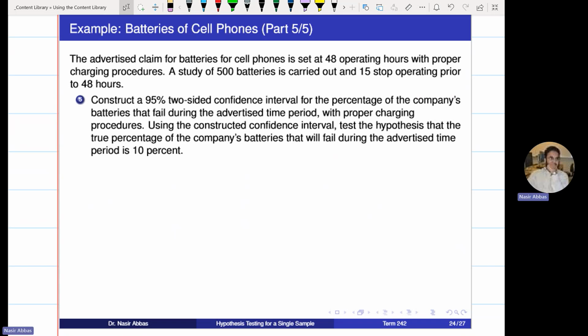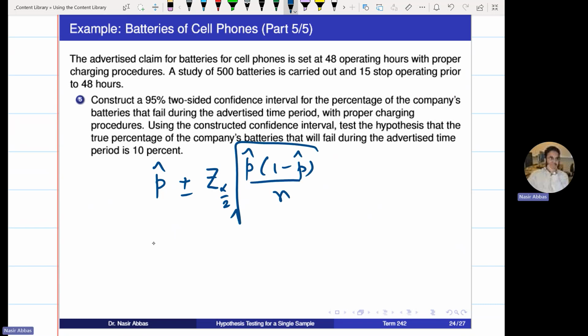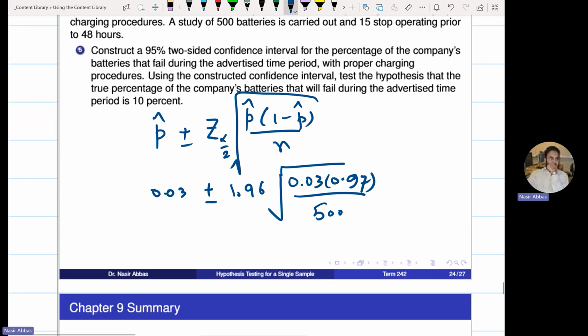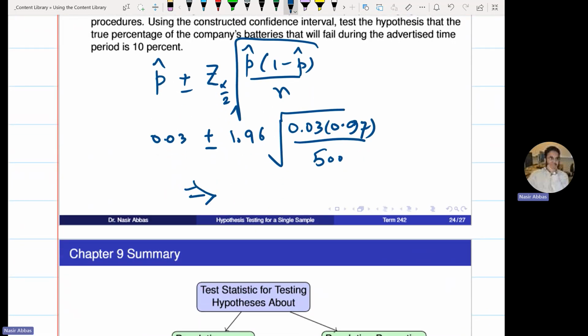Using the confidence interval approach. So you will construct the confidence interval from chapter 8 knowledge. From chapter 8 knowledge, you will construct the confidence interval using this formula. This formula is given to you in the formula sheet. P hat is 3%. Z alpha by 2 is 1.96. And this will be equal to what?